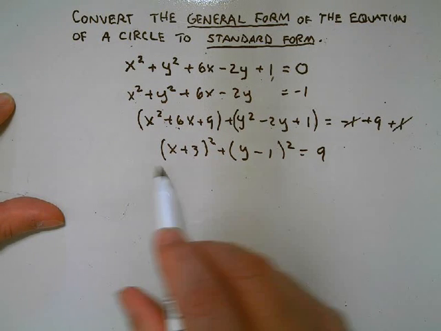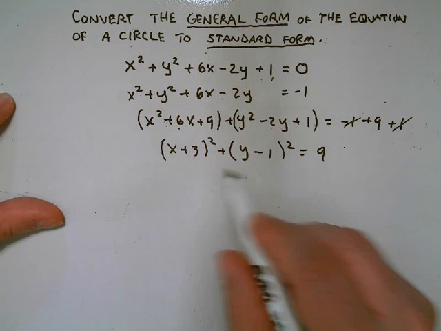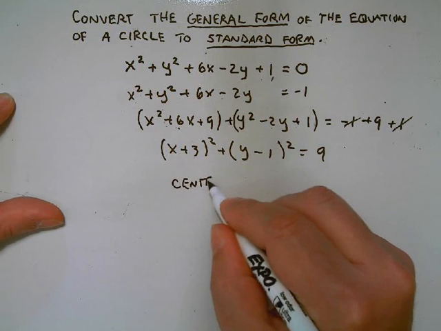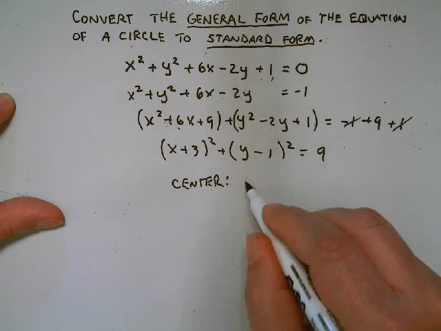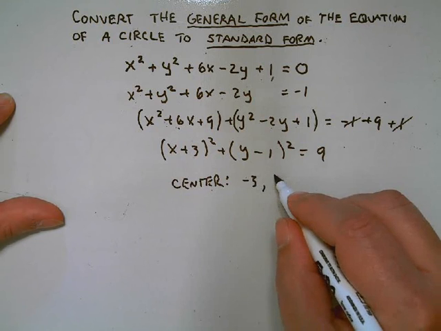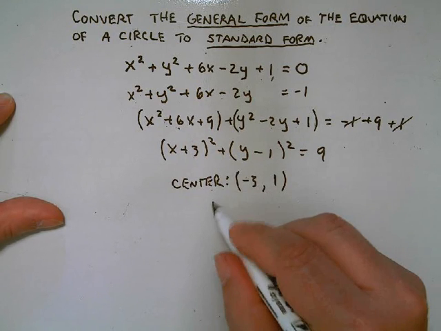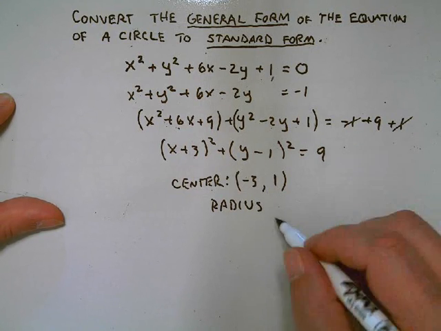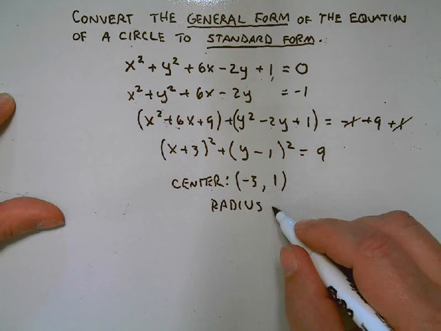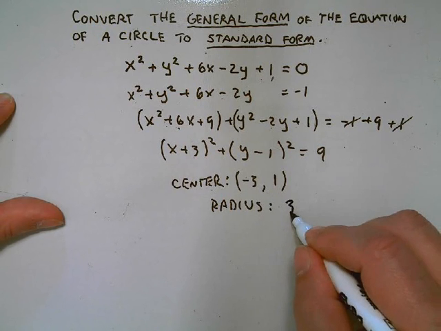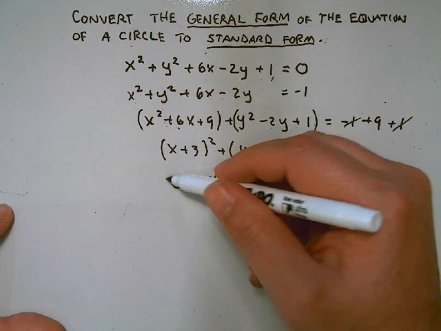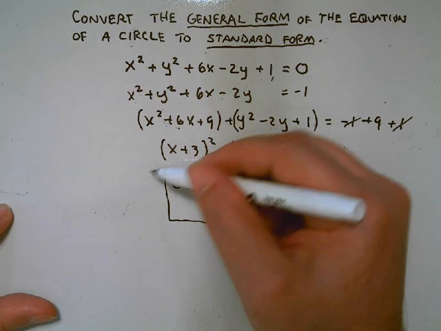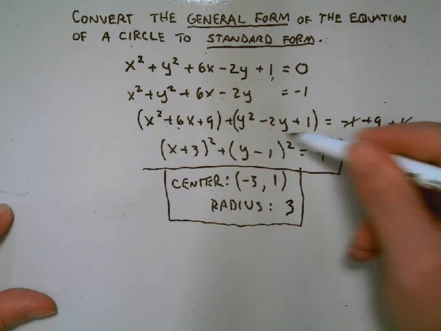So now, when you're in standard form, you can clearly see the center is -3, +1, and your radius is the square root of this number, which is 3. And there you have the information you need from the standard form.